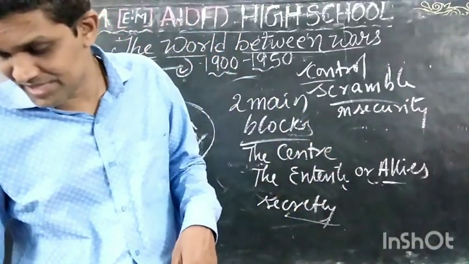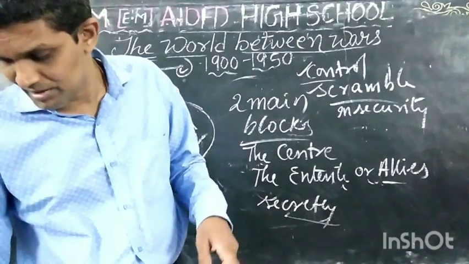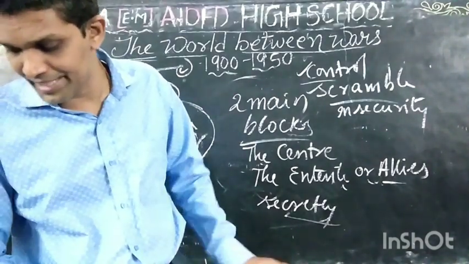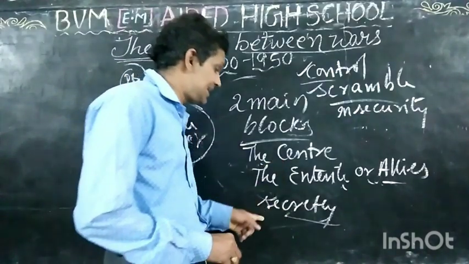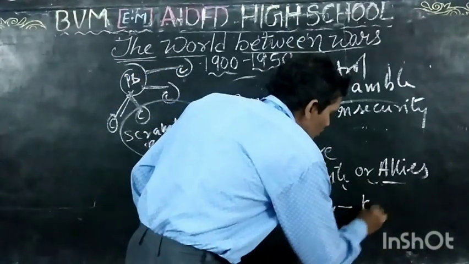And the next one is that these alliances are formed between known enemies.